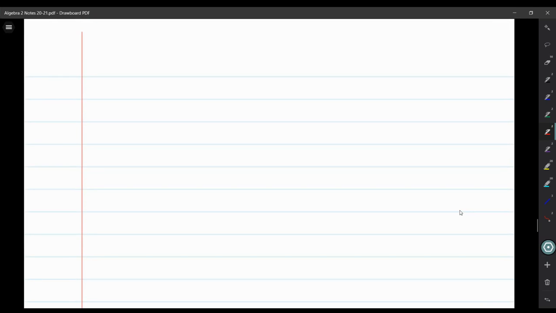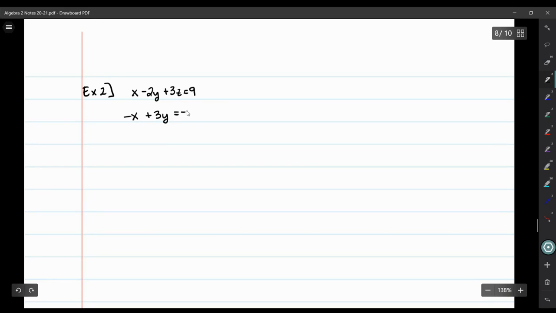Let's look at another example. And then you guys are going to try one on your own. So example 2. We have x minus 2y plus 3z equals 9. Negative x plus 3y equals negative 4.